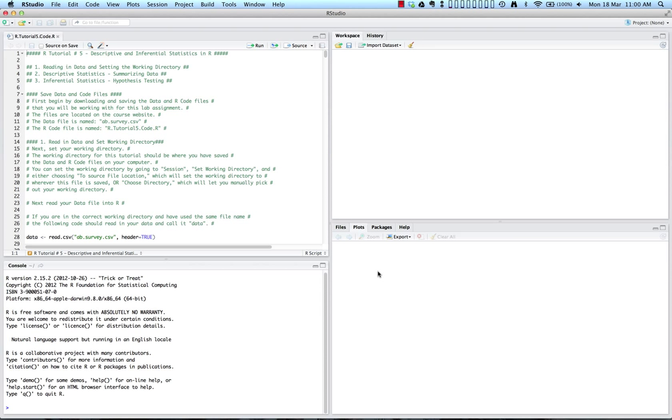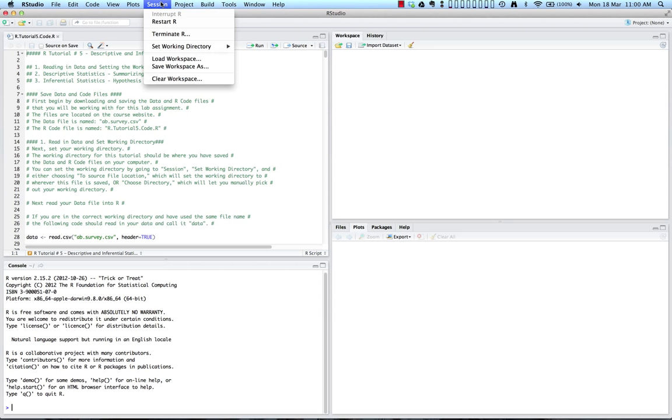The files are located on the course website. The data file is named ab.survey.csv, and the R code file is named r.tutorial5.code.r. Once you have those saved in a specific directory, you want to set your working directory. And the working directory for this tutorial should be where you have saved the data and R code files on your computer. So let's do that now.